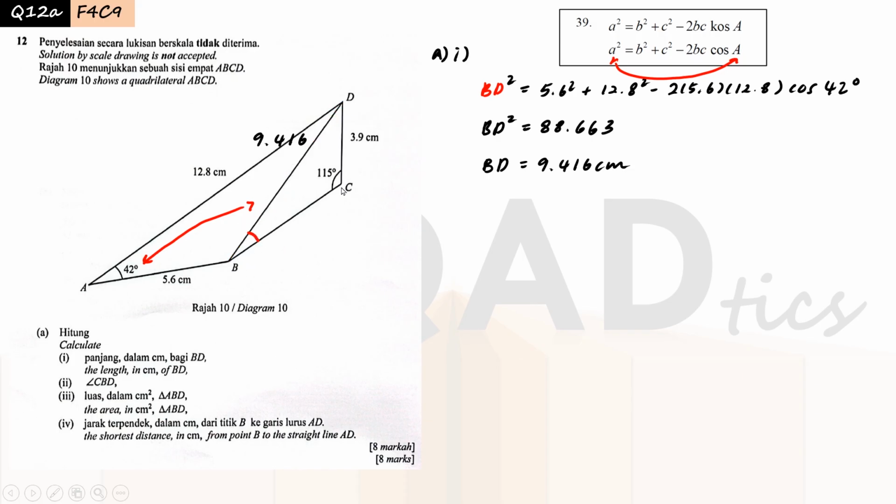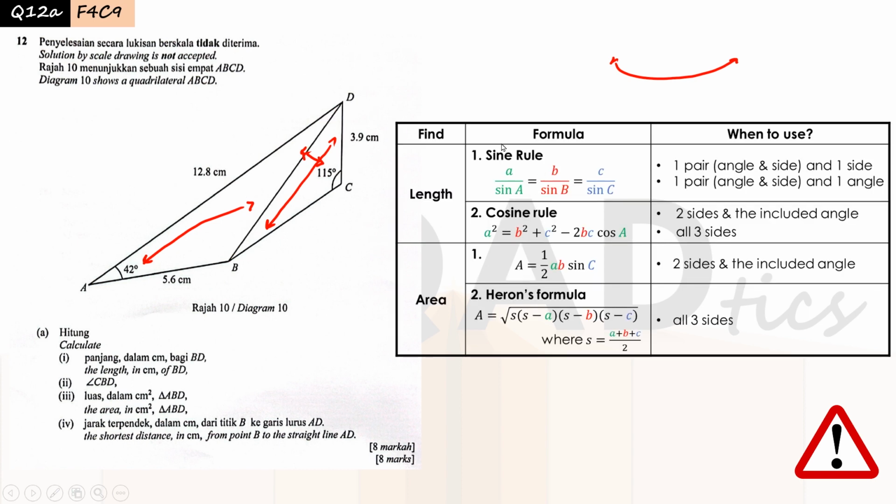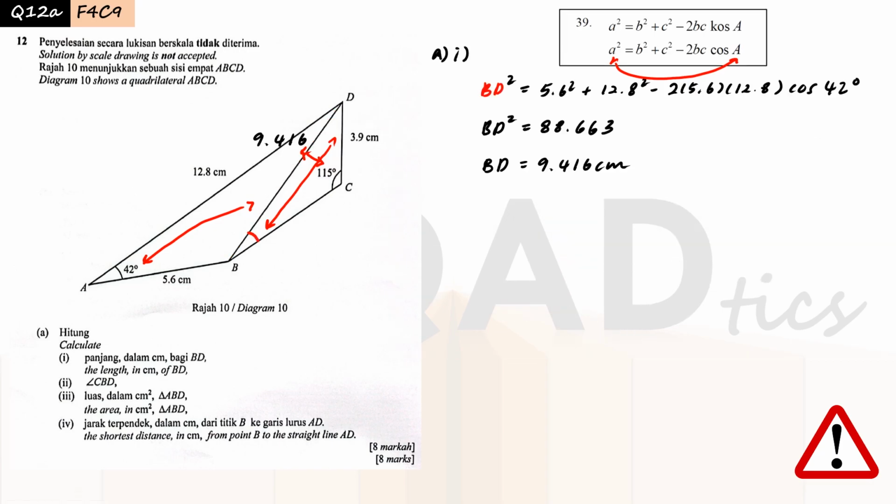So we need to focus on this triangle. If you notice, these two are actually a pair. And if we relate the 3.9 here, the side and its angle, the angle is the angle that we need to find. So this is a very clear indication that we should use the sine rule to help us, because from the situations here, we need to have one pair, which is the 115 and the 9.416, and also one side, which is the 3.9. So we can use the sine rule to help us on this.